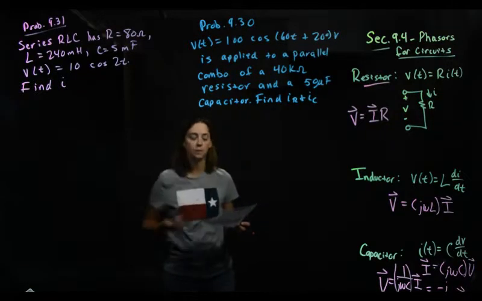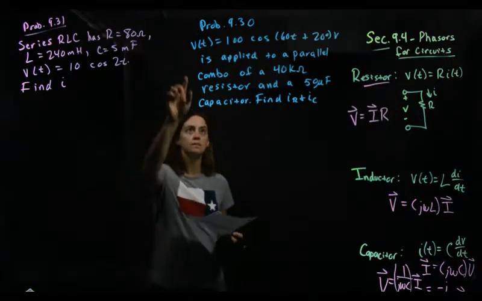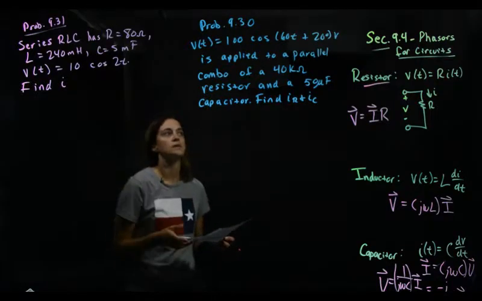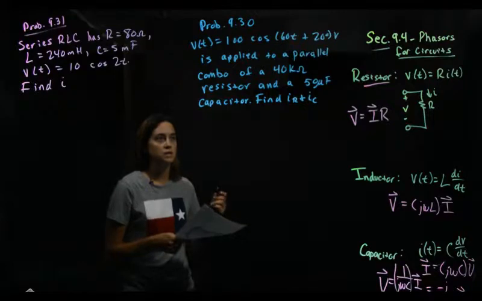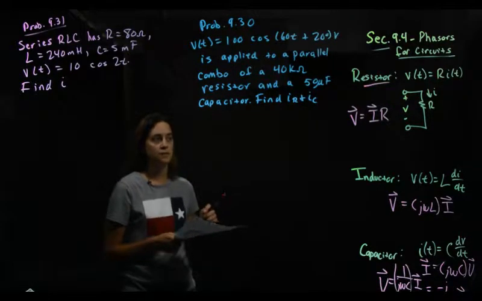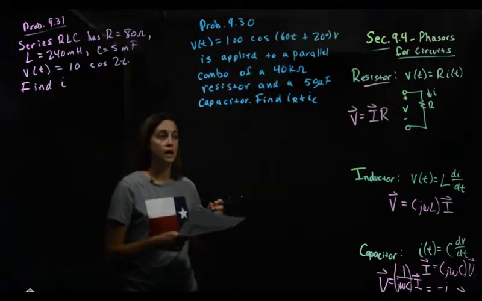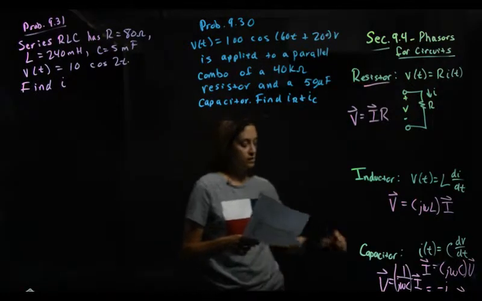So we're going to look at a couple of example problems and work through those. V of t is given as 100 cosine of 60t plus 20 degrees volts. It's applied to a parallel combination of a 40K resistor and a 50 microfarad capacitor, and we're asked to find our i_R and our i_C.